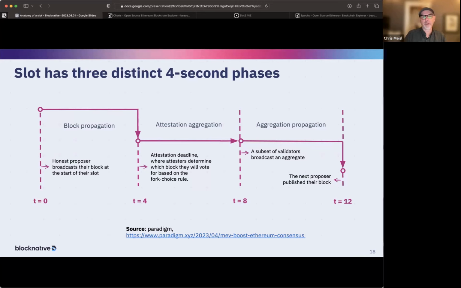And so the last third of the 12 seconds of a slot is where all that aggregation happens, and those aggregated attestations then are attached to the next proposed block that basically attests to this block. So that's the sequence that happens. That's the design. Call this the concept. This is what's supposed to happen.